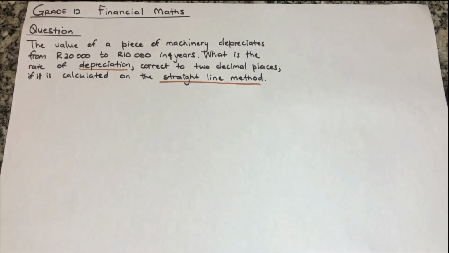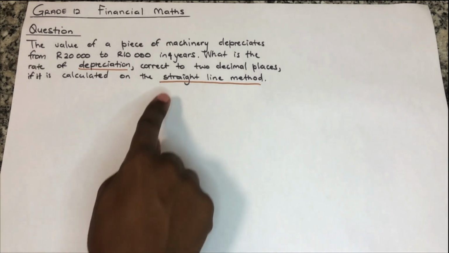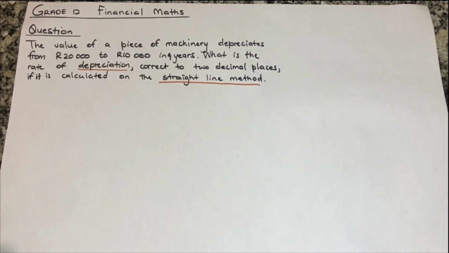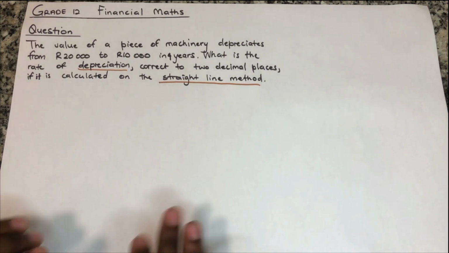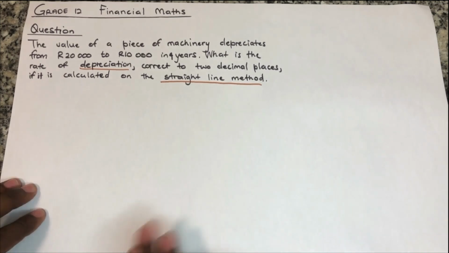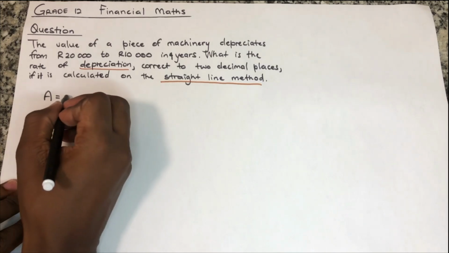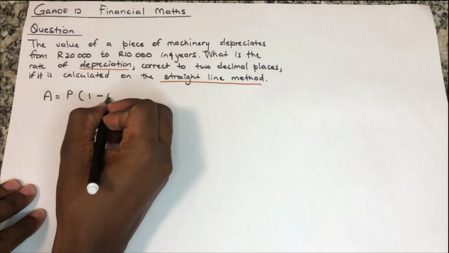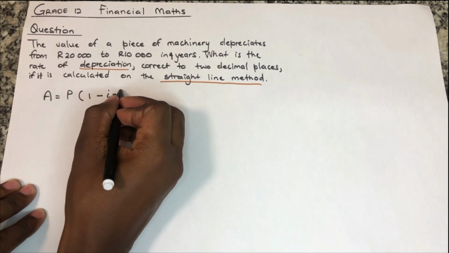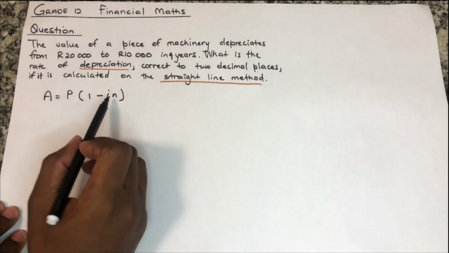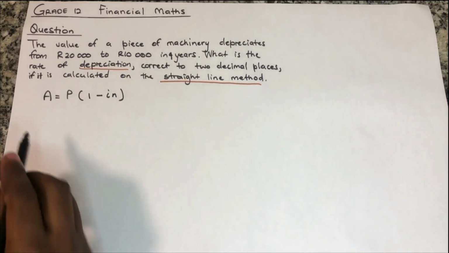The rate of depreciation has to be calculated on the straight line method. Alright, so let's take that down. Straight line method: A is equals to P(1 minus i) multiplied by the number of years. So you know that this i is multiplying with n. Hope everyone is here.